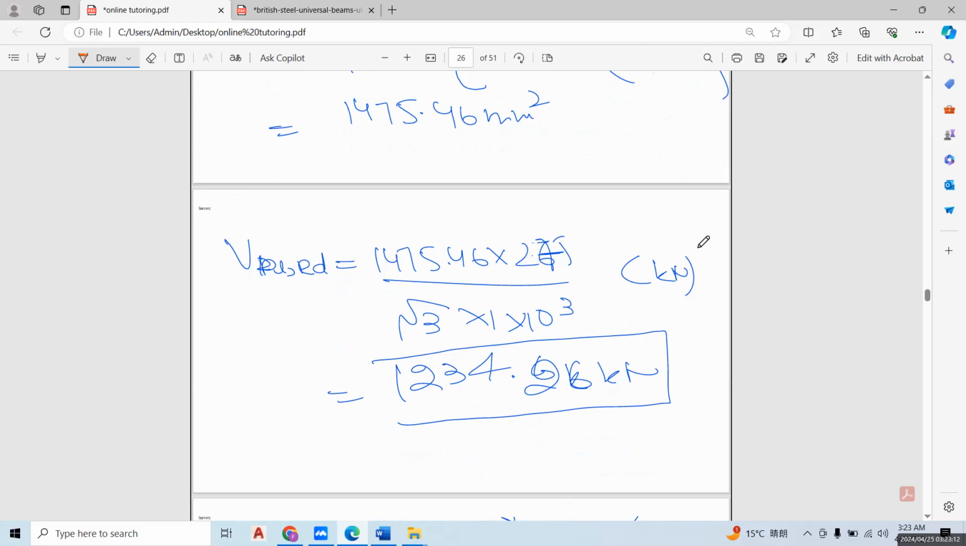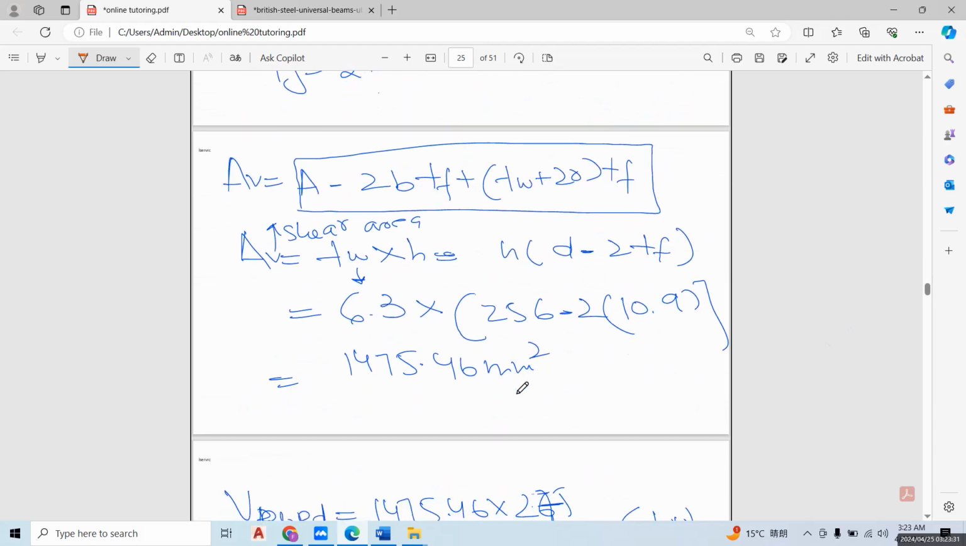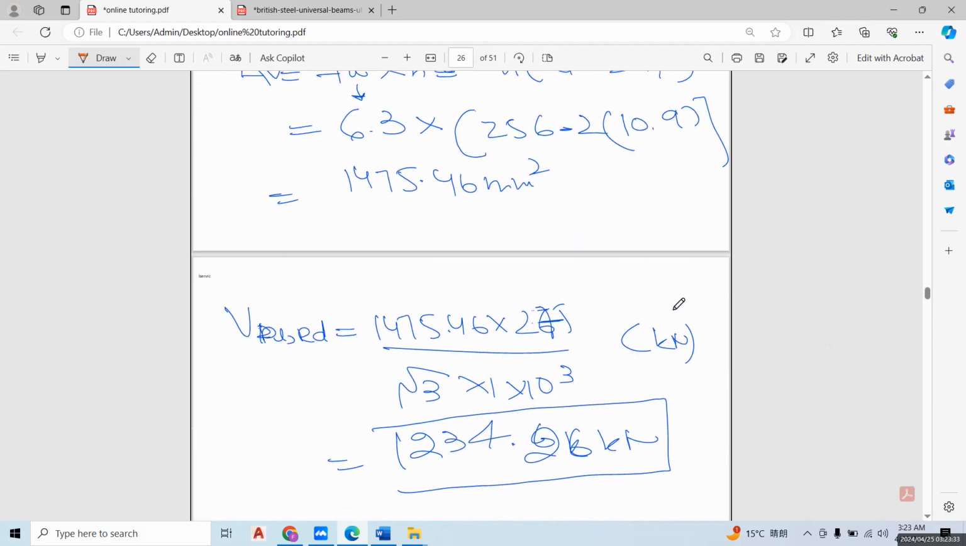And I just want to ask you here, the bottom part of the fraction, it's root 3 times 1 times 10 to the 3. Why did you times it by 10 to the 3? Because here you see that this value is Newton per mm square, and this is mm square. So we need an answer in kilonewton.